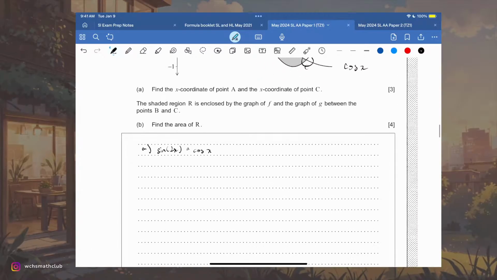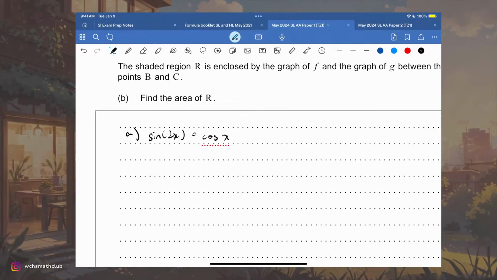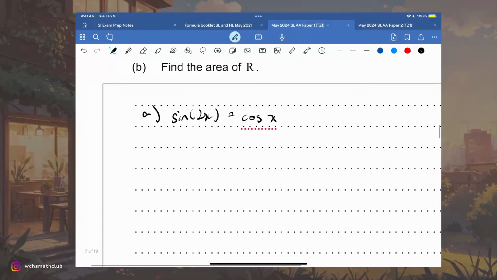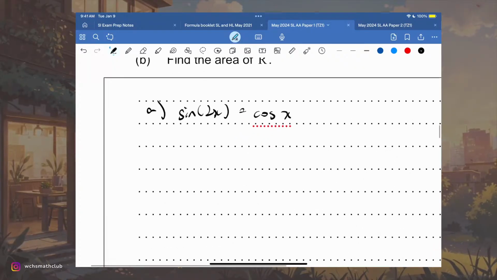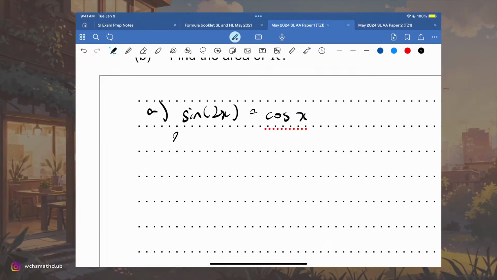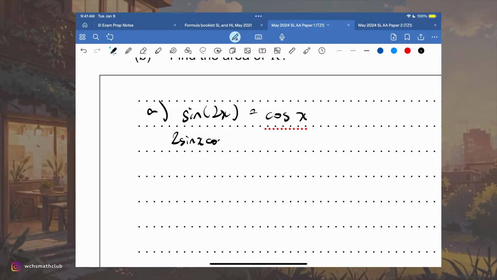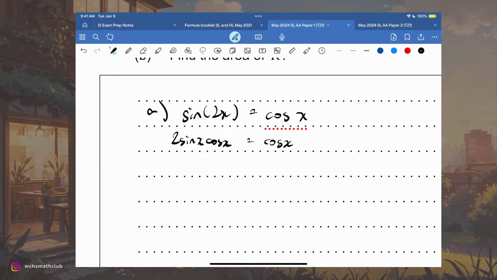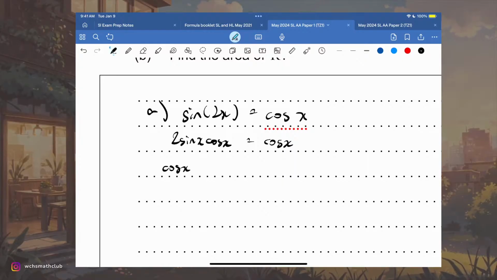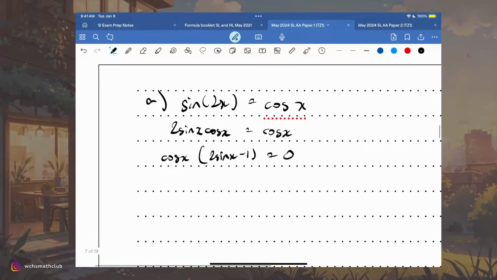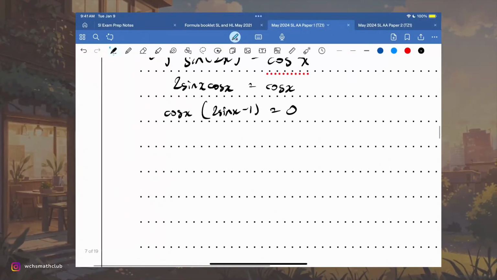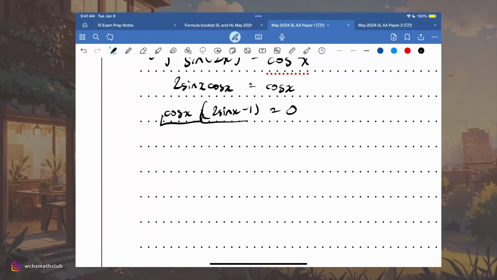Great. So now it doesn't look like this can be solved very easily, and keep in mind you have no calculator for paper 1, so we're going to try to use some trig identities. If my memory is correct from the formula sheet, sine 2x equals 2 sine x cosine x, which equals cosine x, just like so. Now we're going to move all the cosines to one side, so we get cosine x times 2 sine x minus 1 equals 0. Great. If you remember how you solved factors for polynomials back in the day, you can notice that either this part is equal to 0 or the second part is equal to 0.